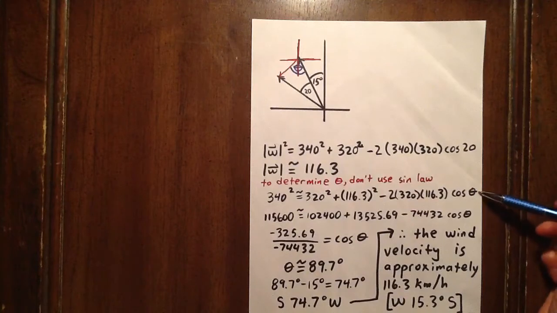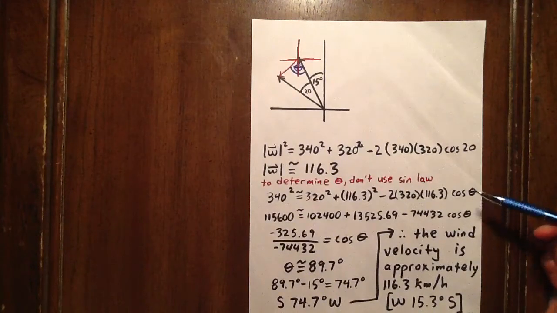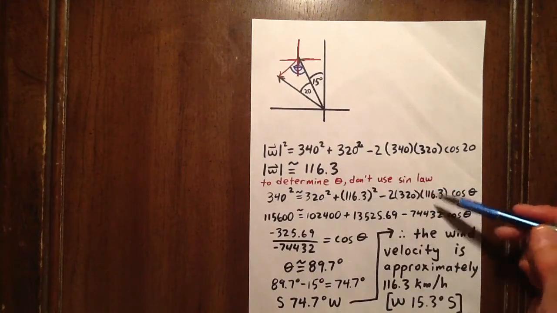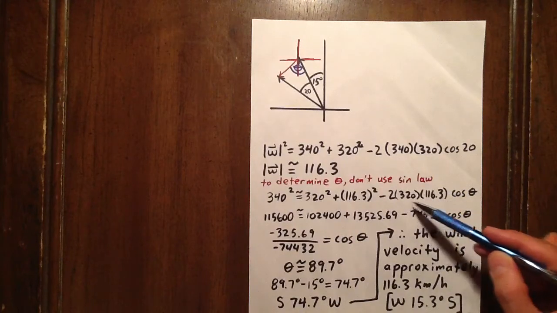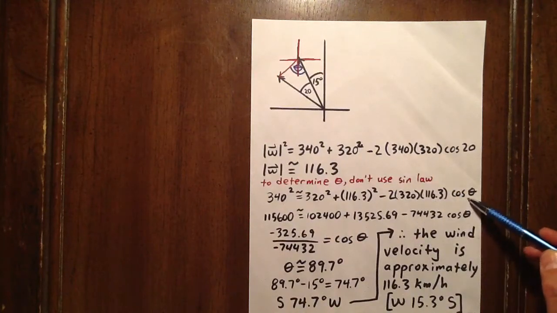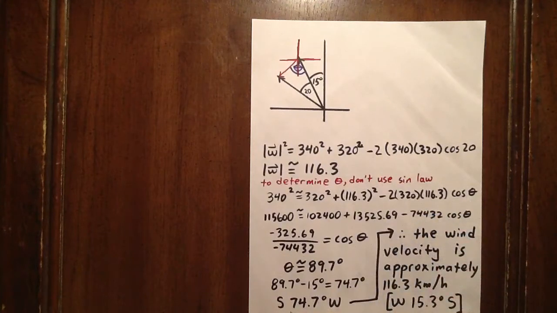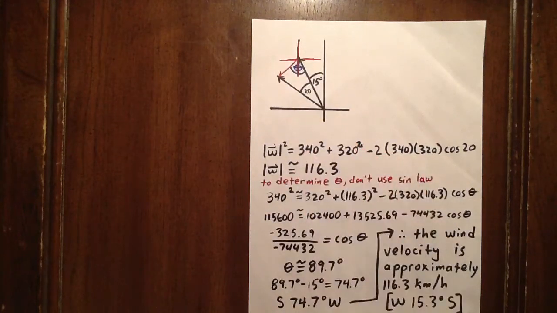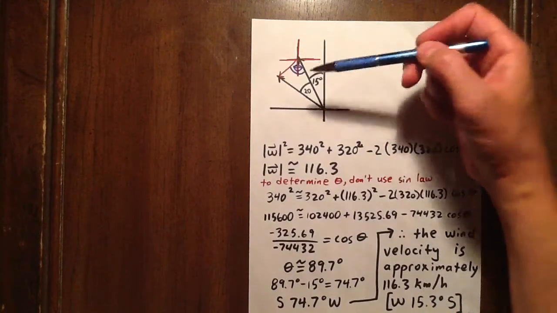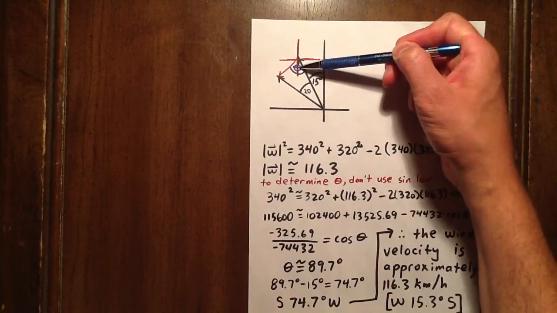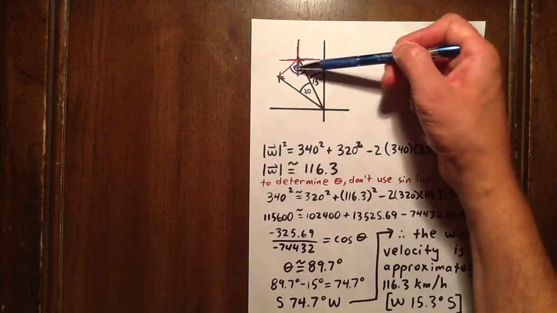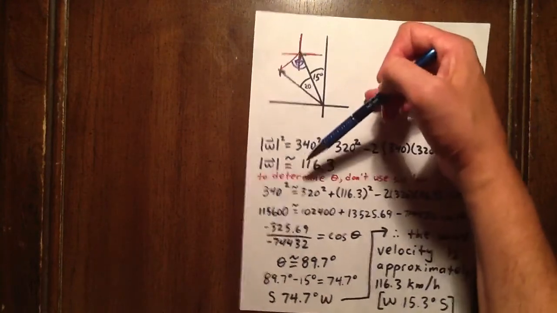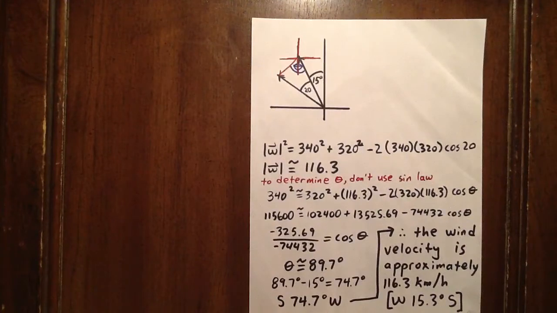So we can say that 340 squared is 320 squared plus 116.3 squared minus 2 times 320 times 116.3 cos theta. Solving it out for theta, we get that theta is approximately 89.7 degrees. So this is 89.7 degrees. Had we used the sine law, we would have gotten 89.7 or 90.3, and we couldn't have been certain which one was correct. So it's good that we used the cosine law and got only one answer.